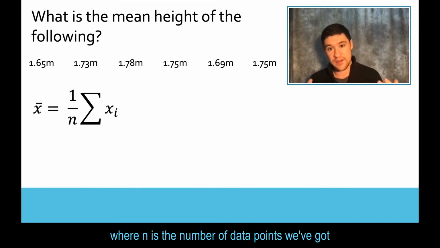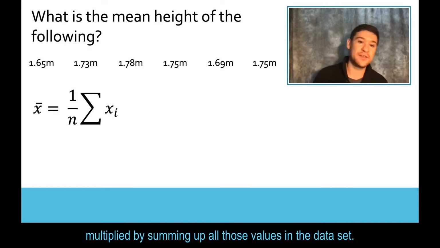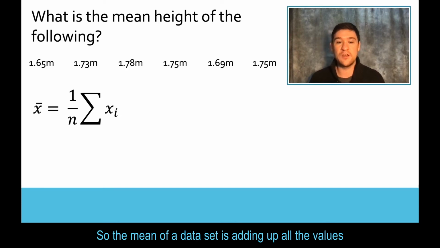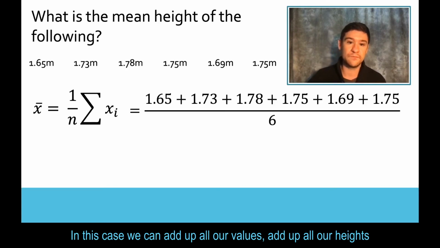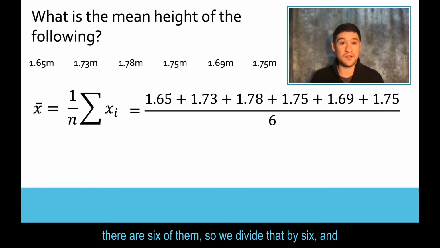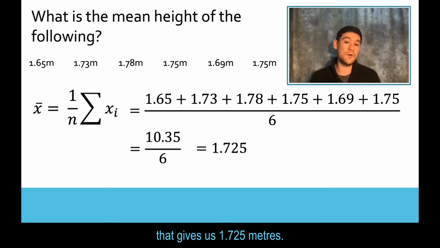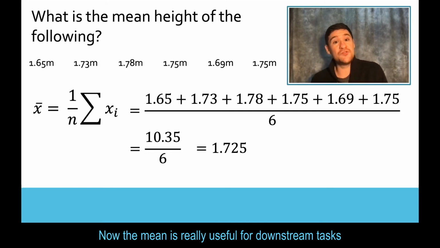where n is the number of data points we've got, multiplied by summing up all those values in the data set. So the mean of a data set is adding up all the values, dividing by how many there are. In this case, we can add up all our values, add up all our heights. There are 6 of them, so we divide that by 6, and that gives us 1.725 meters.